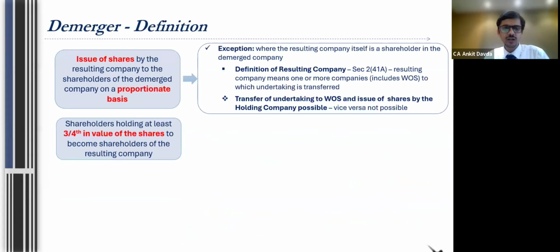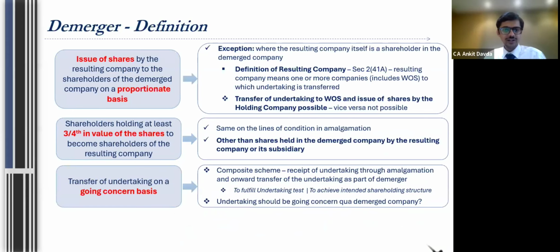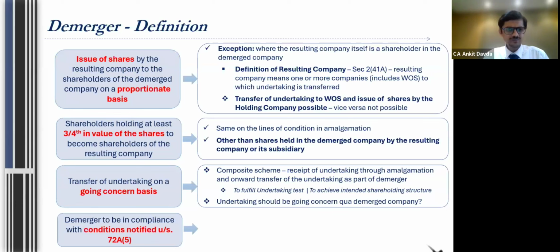Then the resulting company has to issue shares proportionately to the shareholders of the demerged company. Again, 3/4 of the shareholders should become shareholders, and there must be transfer of an undertaking on a going concern. So there should be a business undertaking and it should be transferred on a going concern basis. In the Grasim Industries case, which we were just referring to, there was a challenge on this ground, saying that there was no business undertaking involved in such scheme and only mere holdings and investments were there, which cannot qualify to be an undertaking.